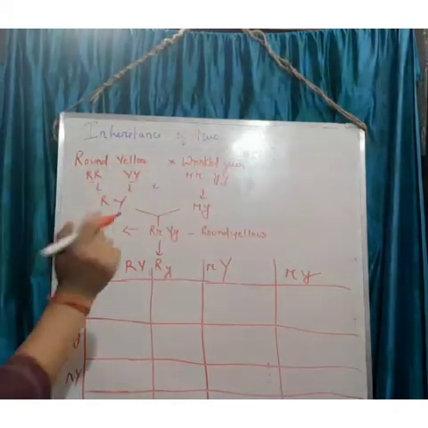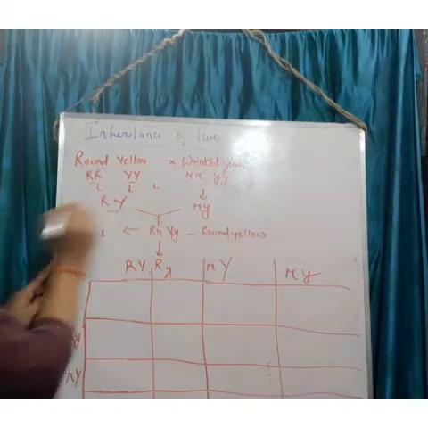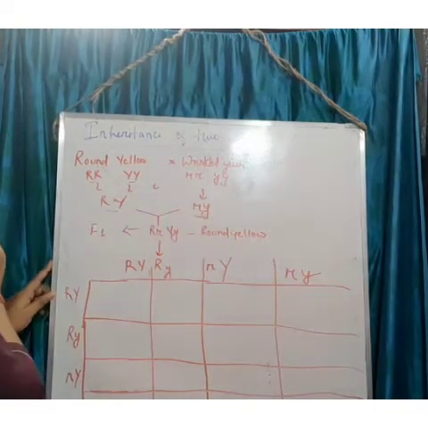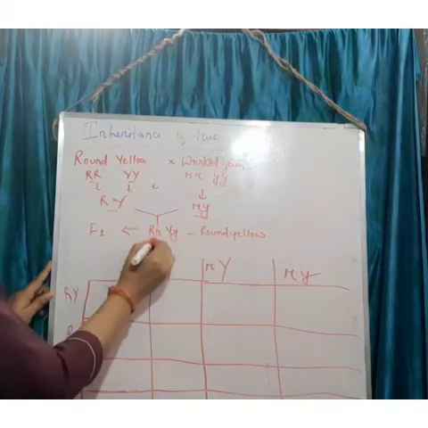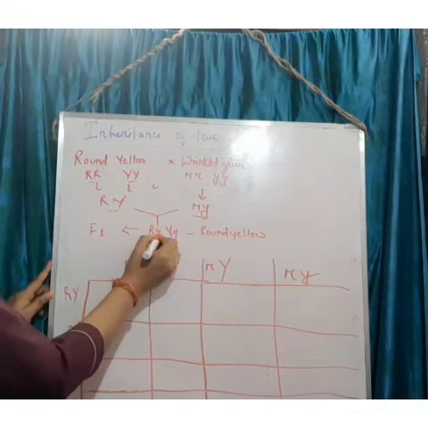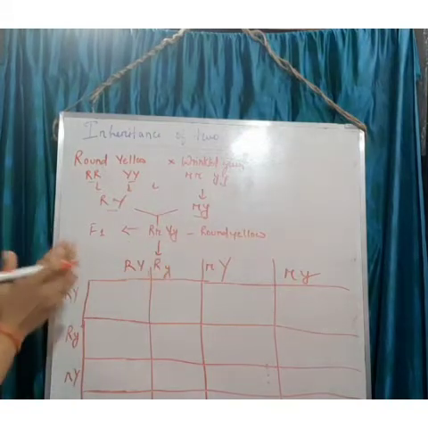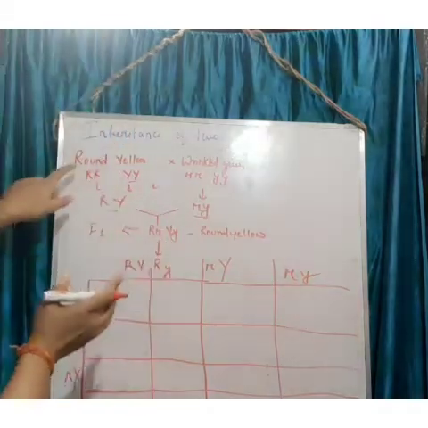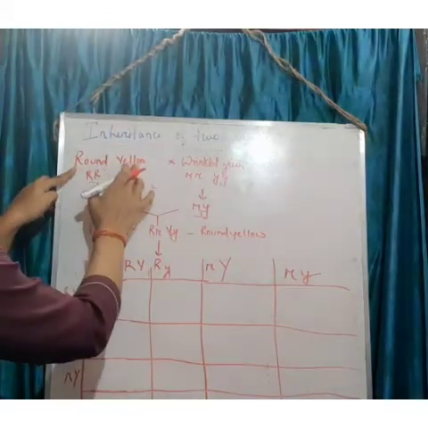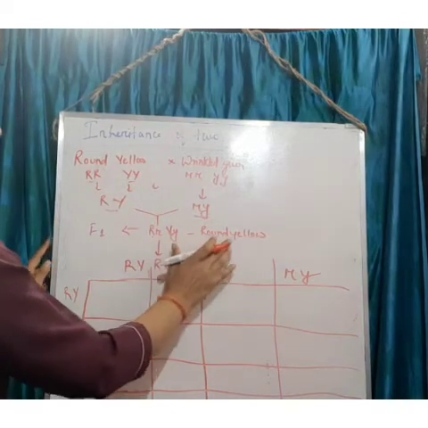So from here one gamete came, RY, and here also ry, the recessive alleles. Then the progeny, the F1 generation, is capital R small r, capital Y small y. So according to Mendel, the first generation is what? Always dominant, isn't it? Out of this, round is dominant, right? And yellow is dominant. So the F1 progeny was round yellow.